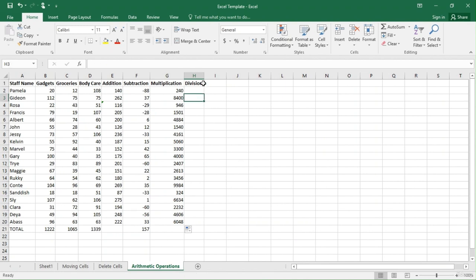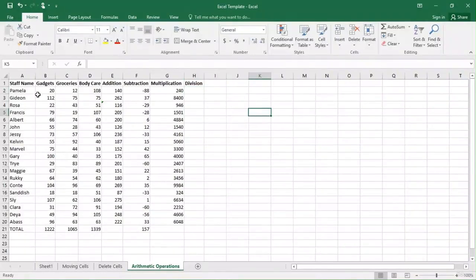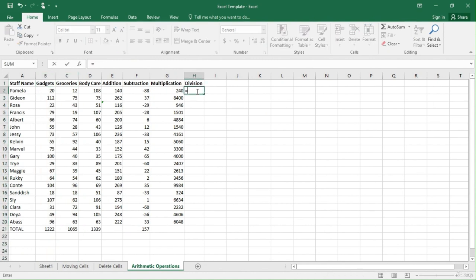Let's take a look at the last operator, division. Division uses the slash symbol in Excel. Let's practicalize that. Let's say we want to divide the gadget sales by the grocery sales. Let's try this out. Equal to B2 divided by C2. And you have it. It's okay to have decimal numbers. Equal to B3 divided by C3. And here you have it.